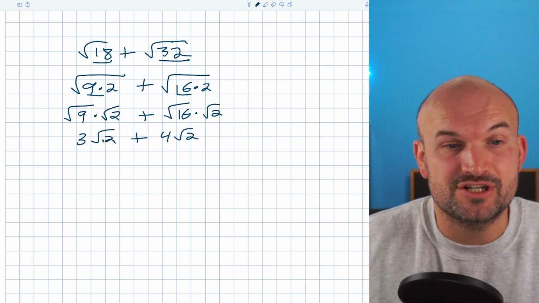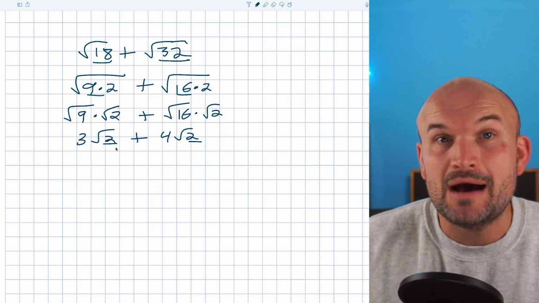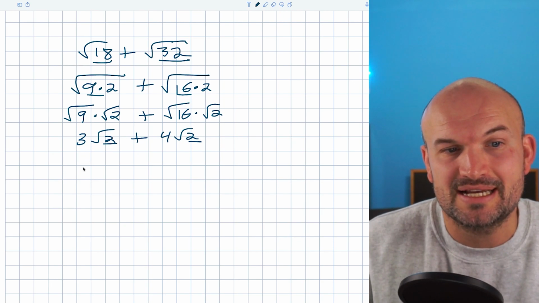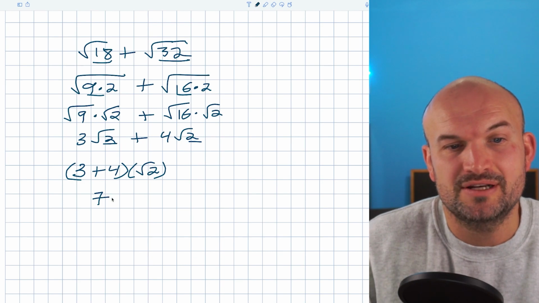And now what I want you to recognize here is my radicands are exactly the same. My index is exactly the same. So now I can combine them. And what I'm saying by that is I can just write a 3 plus 4 of a square root of 2, right? And 3 plus 4 is going to be a 7 square root of 2.